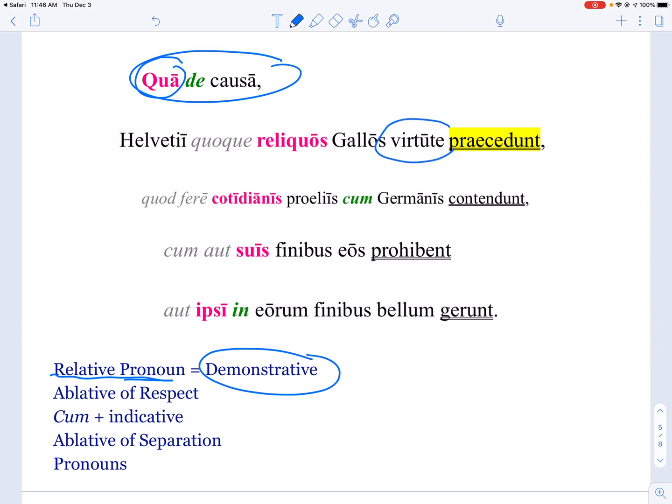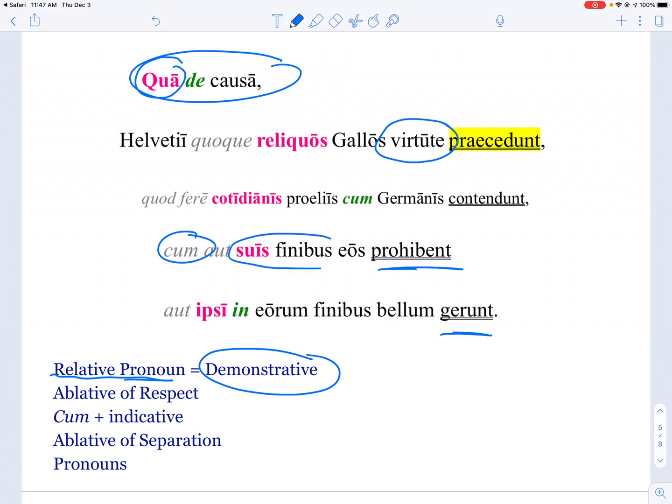Here's another ablative of respect, with respect to courage. And then remember that cum clauses can be followed by indicatives. They don't have to be subjunctives. Usually the indicative cum clauses are more definite. So with the subjunctive, it's often "whenever," whereas with the indicative, it's like "when," there are specific times.